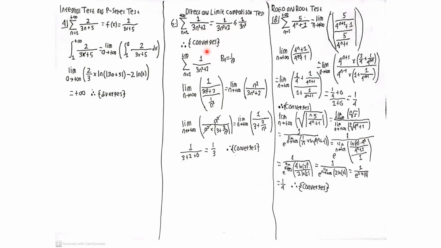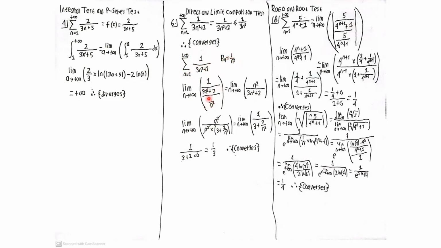So that's it. And for the next step, we need to use the limit comparison test. Here we need to write the series again: the sum from n equals 1 to plus infinity of 1 over 3n squared plus 2. In here, we need to define the bn. For the limit comparison test, we need to use a convergent series, so it's based on the p-series. So bn is 1 over n squared.